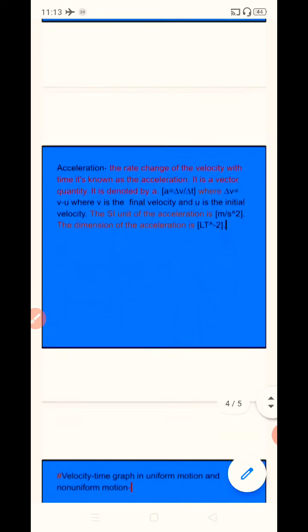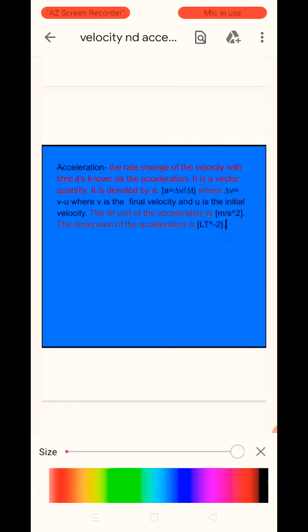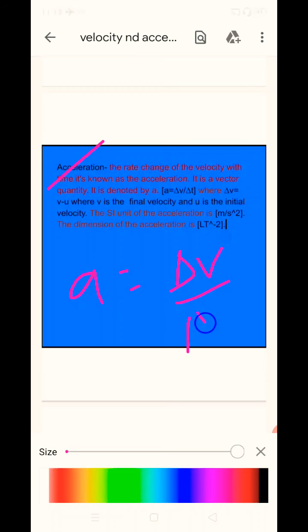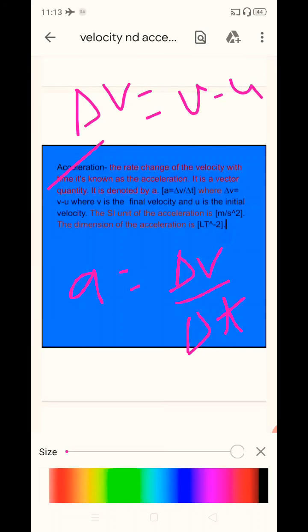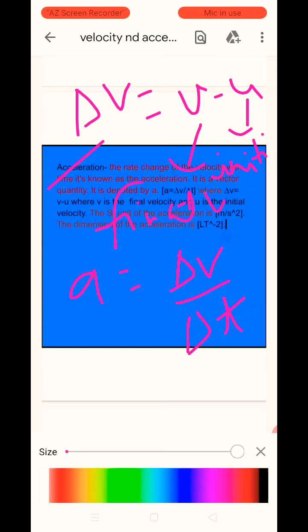Next, what is acceleration? The rate of change of velocity with time is known as acceleration. It is a vector quantity. It is denoted by a. a is equal to the rate of change of velocity with time. Clear? Where delta v is equal to v minus u, where v is the final velocity and u is the initial velocity. Clear?